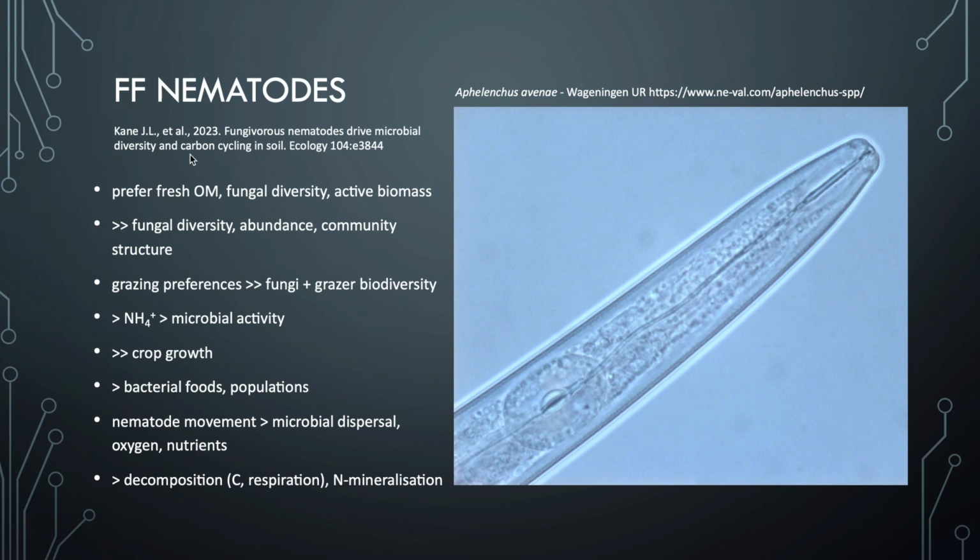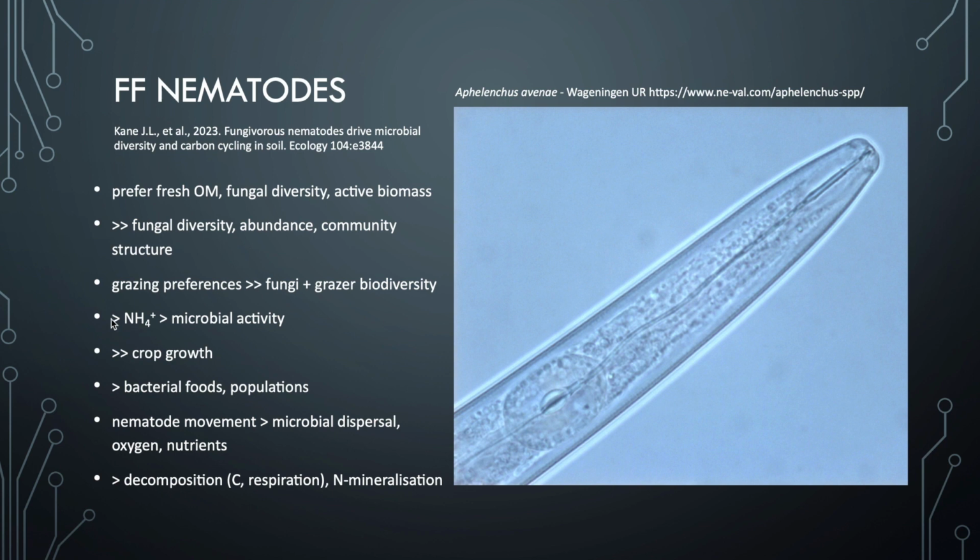Fungal feeding nematodes prefer the presence of fresh organic matter in the soil, which supports fungal diversity and therefore active biomass of fungi, which the nematodes can feed on. They influence fungal diversity, abundance, and community structure, and have specific grazing preferences that depend on the fungi present in the soil, as well as the grazer biodiversity, so the diversity of the fungal feeding nematodes.